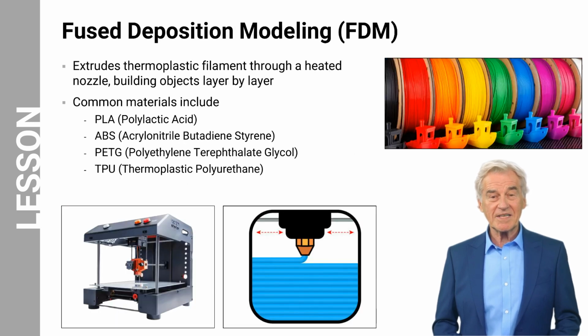Fused deposition modeling, abbreviated as FDM, stands out as one of the most accessible and versatile 3D printing technologies in today's manufacturing landscape. FDM works by pushing thermoplastic filament through a heated nozzle, methodically building up objects one layer at a time. FDM works with a variety of materials, from basic polylactic acid, abbreviated as PLA, to more engineering-grade materials like acrylonitrile butadiene styrene, abbreviated as ABS, polyethylene terephthalate glycol, abbreviated as PETG, and flexible thermoplastic polyurethane, abbreviated as TPU.